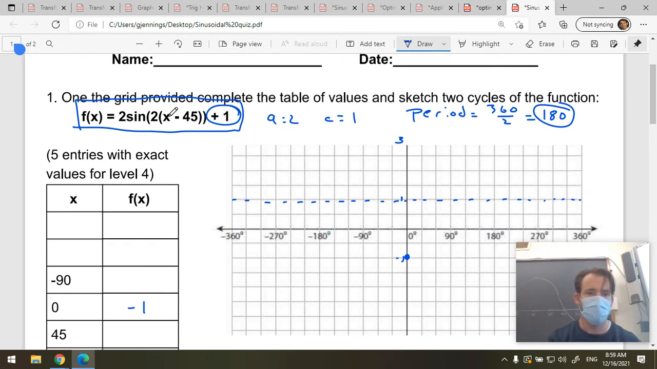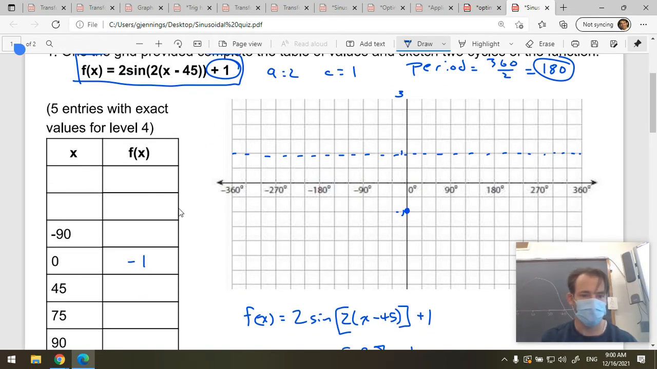If I put in 45 here, I have 45 minus 45 is 0. 2 times 0 is 0. 2 times the sine of 0 is also 0. Sine of 0 is 0. Check it on your calculator, or remember your angle in standard position at 0 degrees. It has an opposite side of 0, so it's 0. So 2 times 0 is 0, so this will be plus 1. So 45 gives me 1.